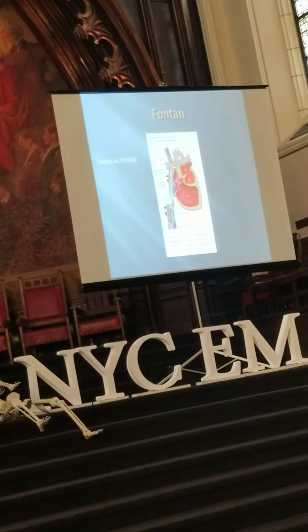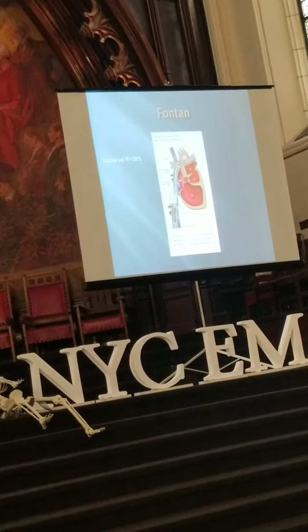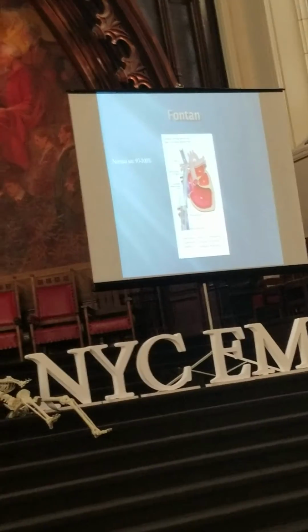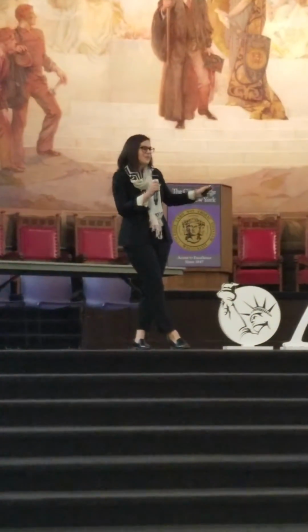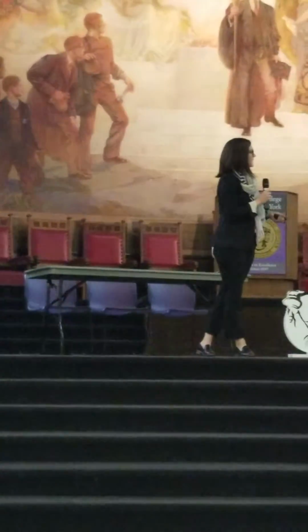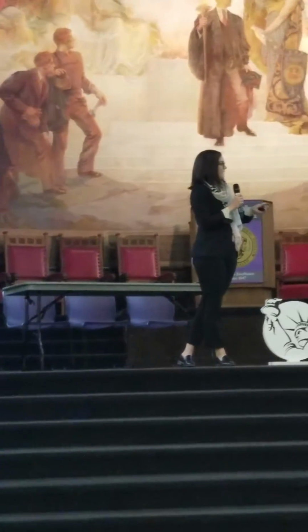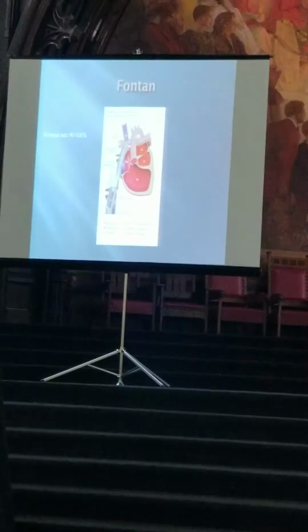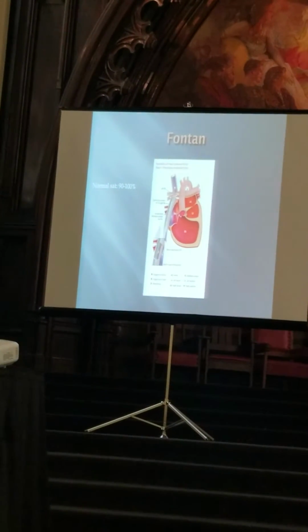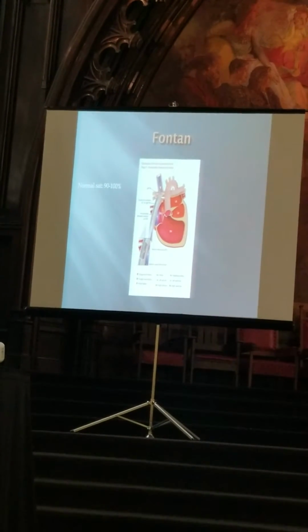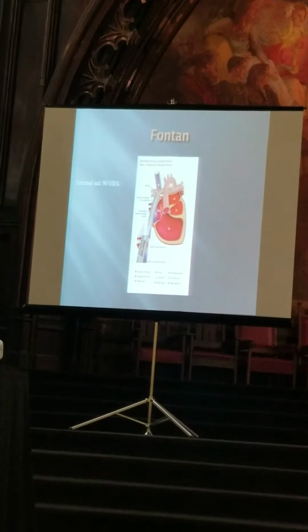Now there are many iterations of this. There's extra cardiac, there's all these different conduits, there's fenestrated, there's unfenestrated. But the big thing to remember is that these kids have passive pulmonary circulation. There's nothing pumping blood to the pulmonaries. So these kids are pressure and volume dependent for their pulmonary blood flow.